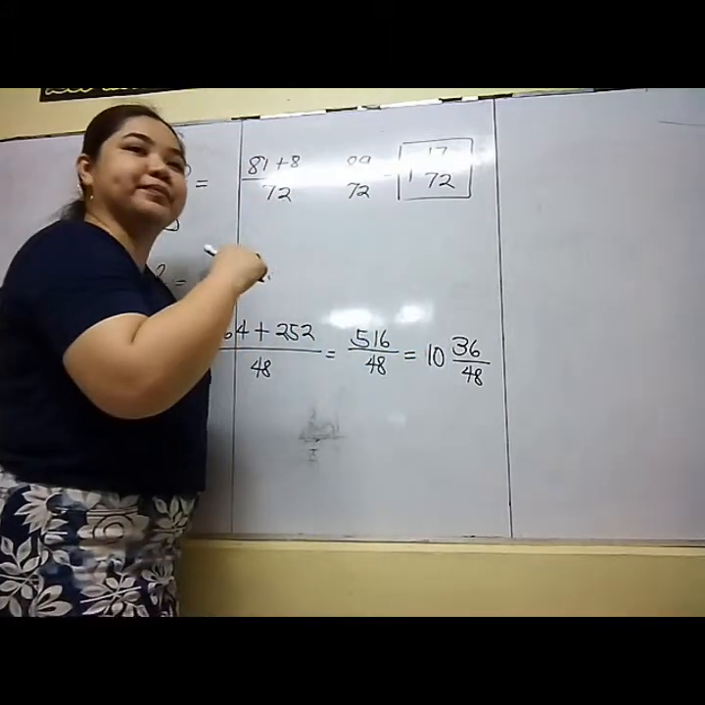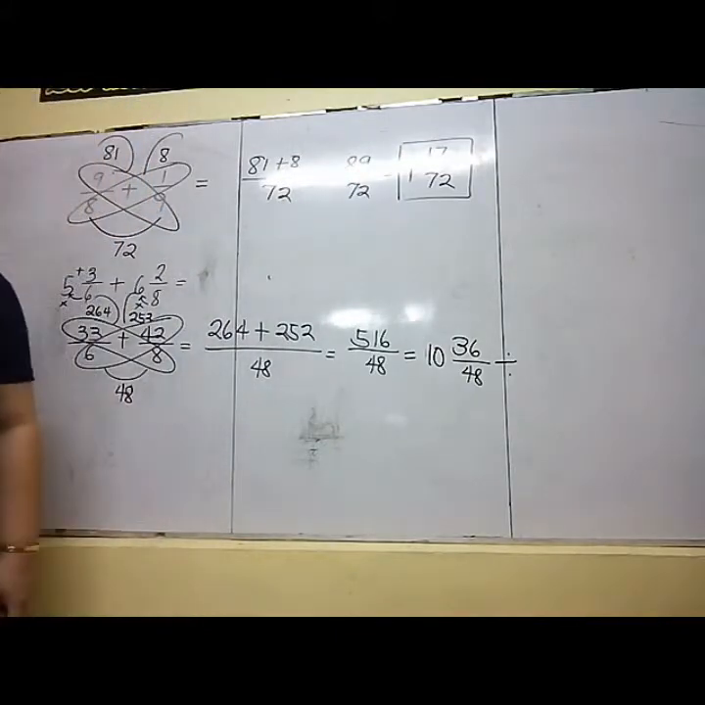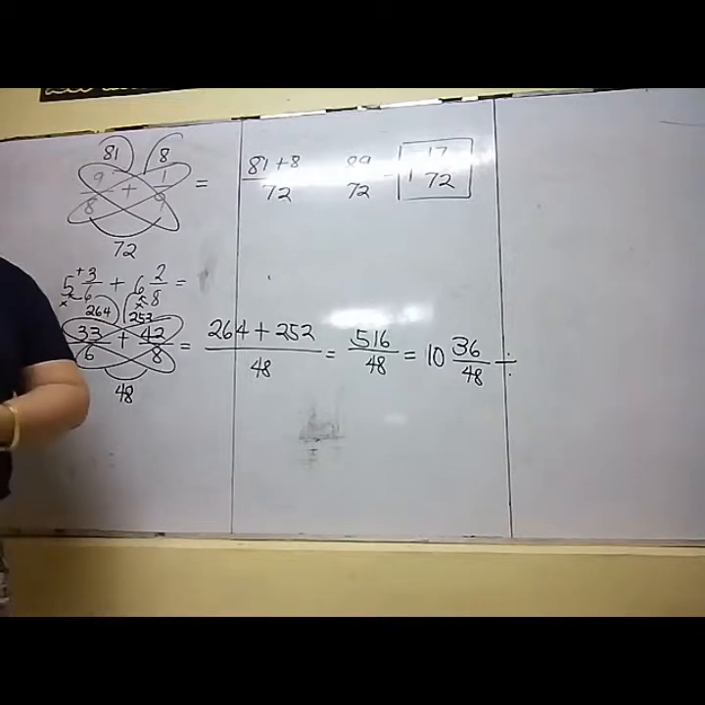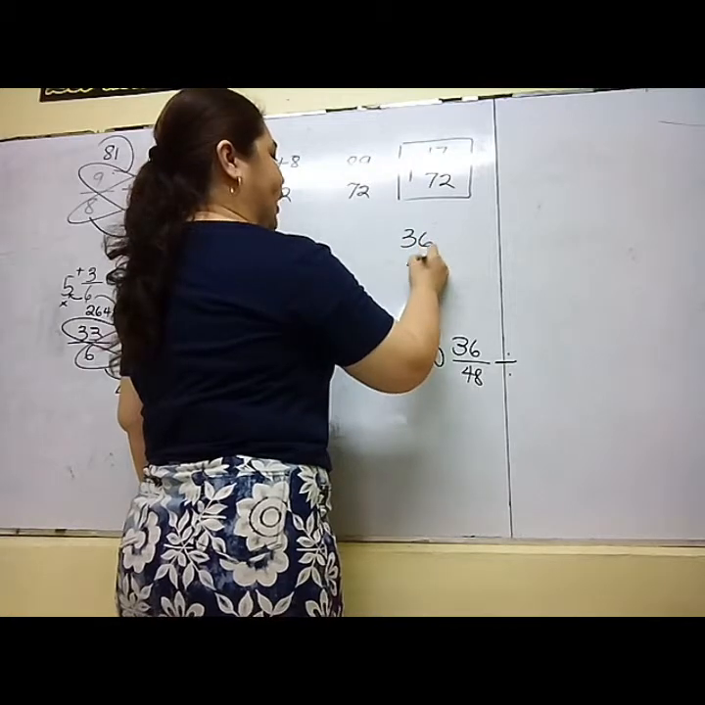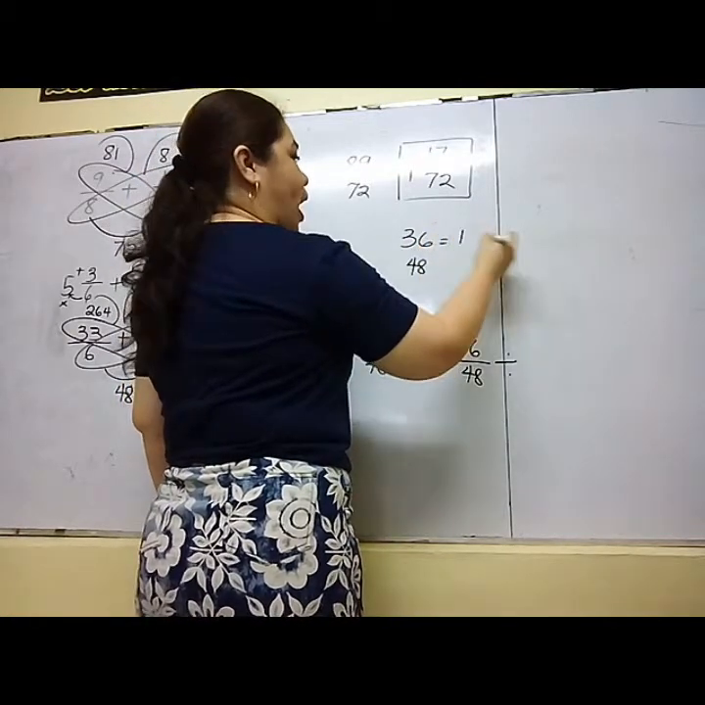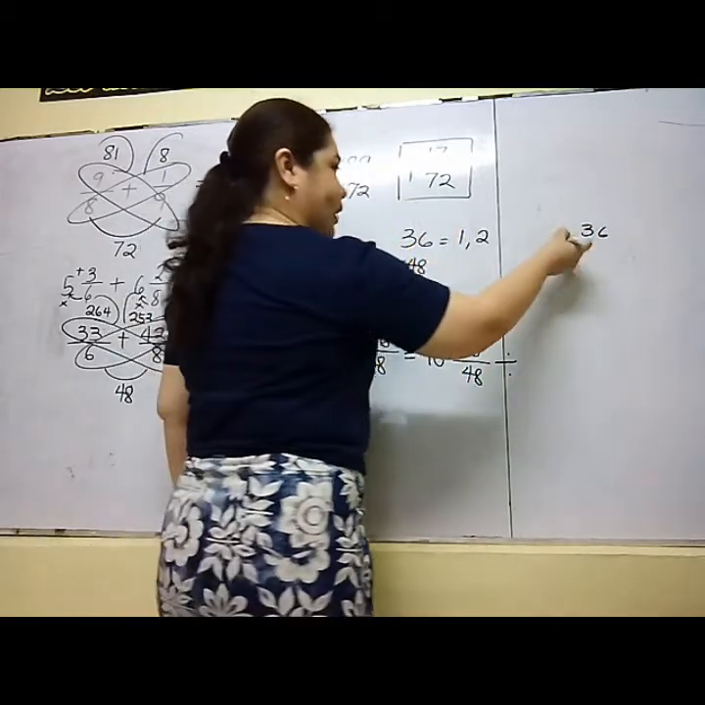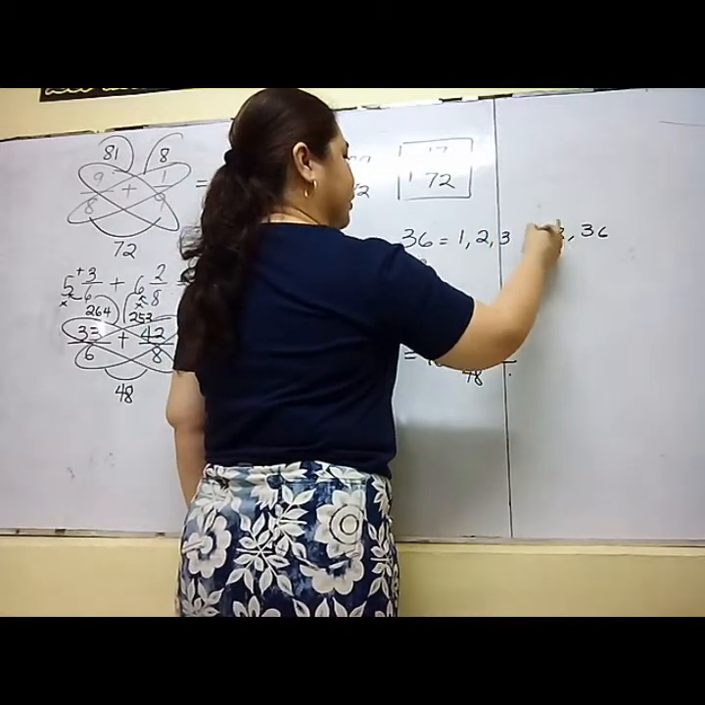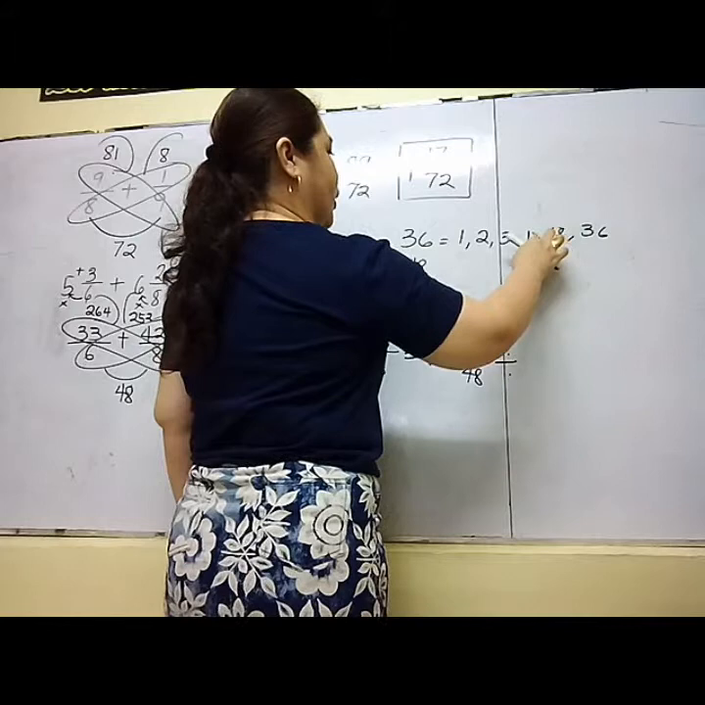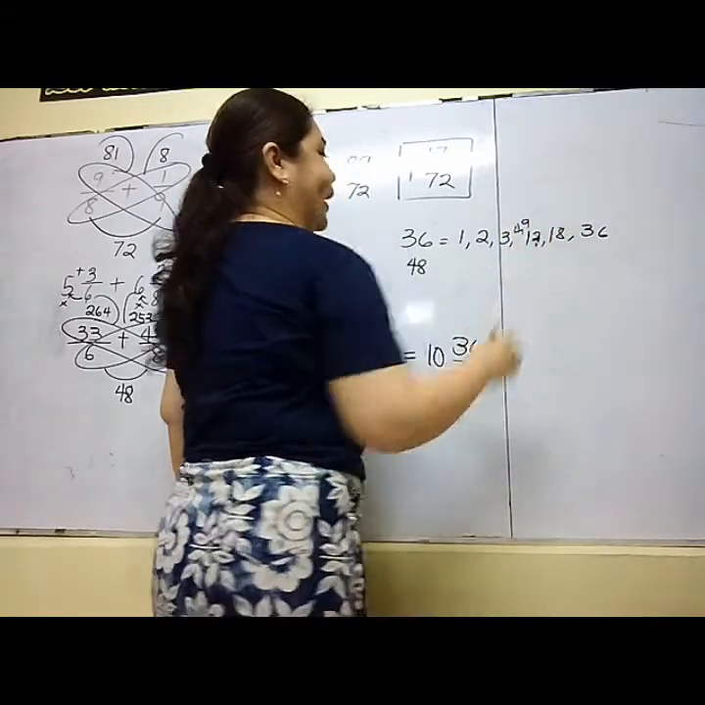Nakuha ba? Is this the final answer? Okay, you're going to divide it by their GCF. Ano ang GCF nila? Tingnan natin. 36 and 48. What are the factors? 1 and 36. Sa 2, pwede ba siya? Yes. 2 and 18. Sa 3? Yes. 12. Next, sa 4? 4 and 9.